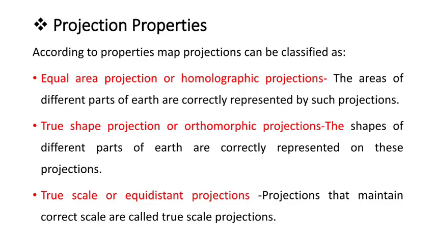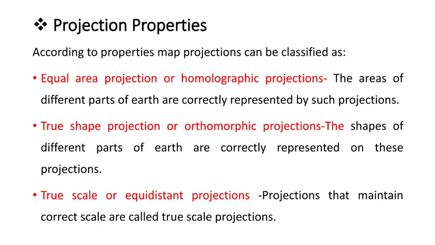Okay, this is projection properties. Here you can see, according to the properties adopted, there are different map projections. First type is equal area projection or homolographic projection, where the areas of different parts of the earth are correctly represented, at least to a certain extent. What is correctly represented? The area. So if the areas are correctly represented, we call it equal area, or homolographic projection. The property there is that the area is correctly represented.